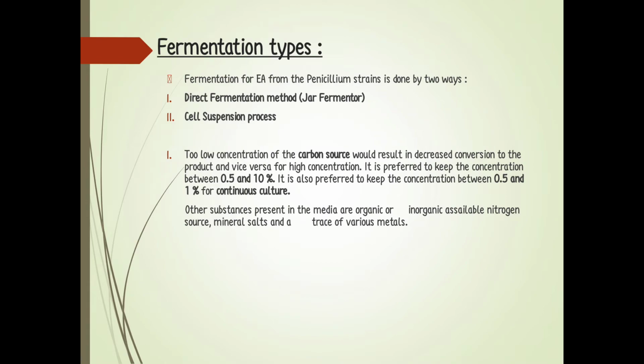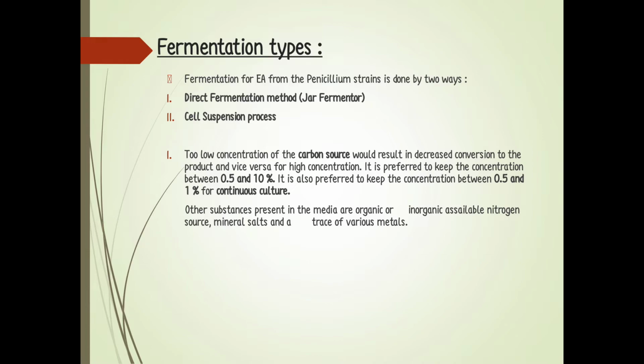Now, the fermentation types include two ways. One is the direct fermentation method, which is the jar fermenter, where most of the products are produced, and the second is the cell suspension method, which is mostly used for vaccine production. All right, but yes, for erythorbic acid also it can be used. So let us go through what these processes actually are.